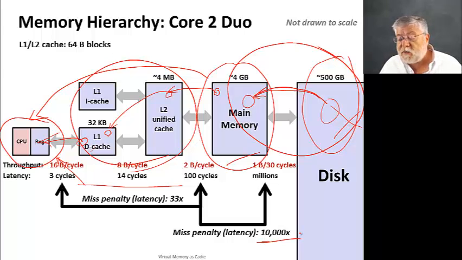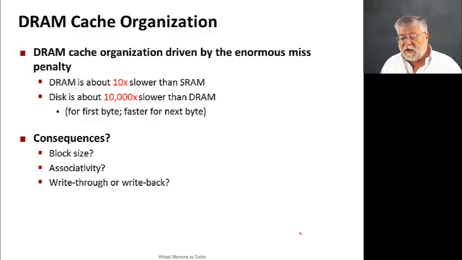And so in this case, we definitely want to be using some kind of caching, and in fact, we're going to do things a little bit differently than we did for the L1, L2 cache because of that huge difference in miss latency. In DRAM, as we said, it's about 10x slower than the static RAM inside of our CPU. Now we're talking about a disk that is 10,000 times slower than the dynamic RAM that makes up the main memory. But it's only slow for that very first byte.